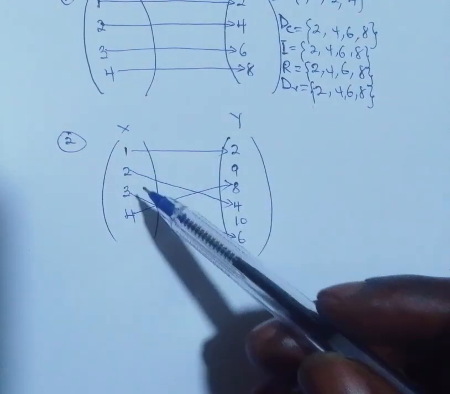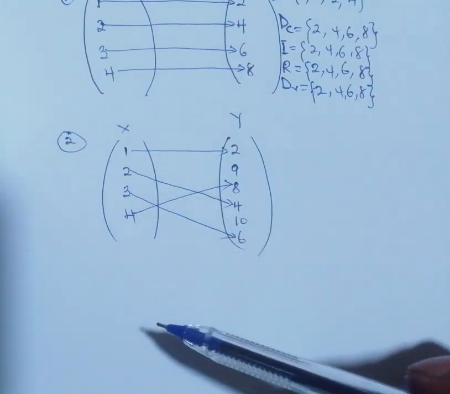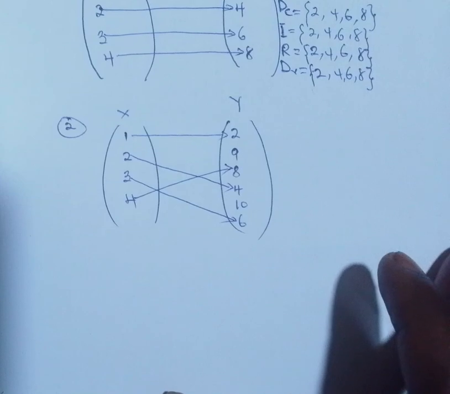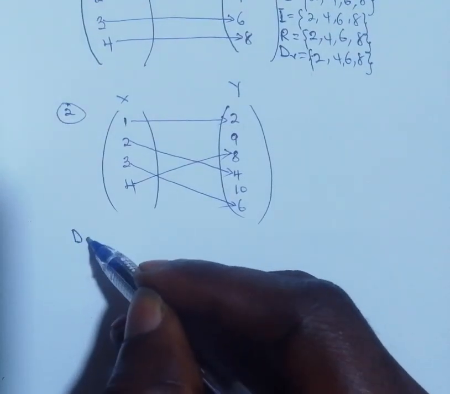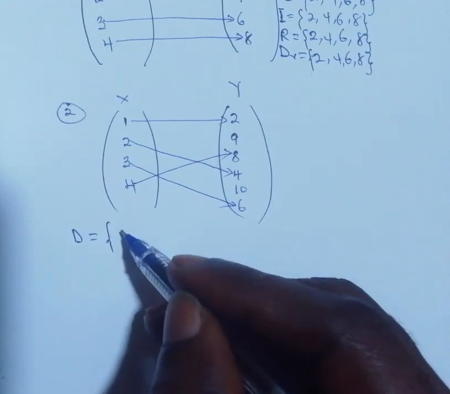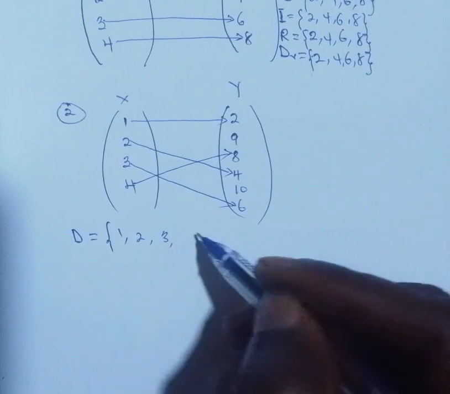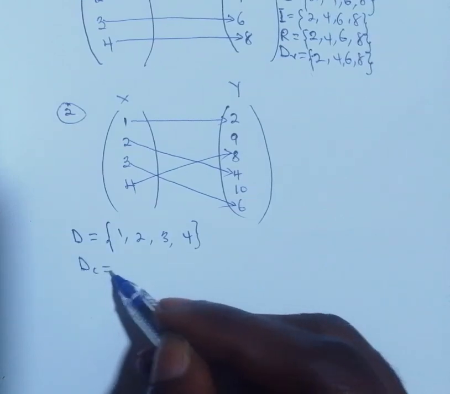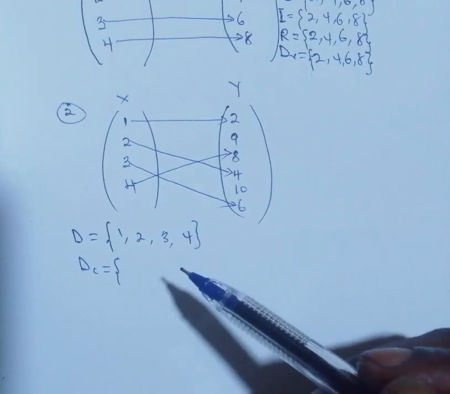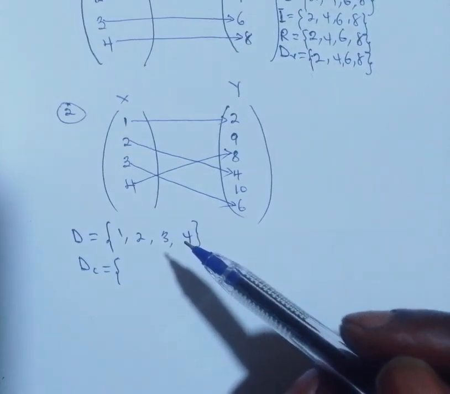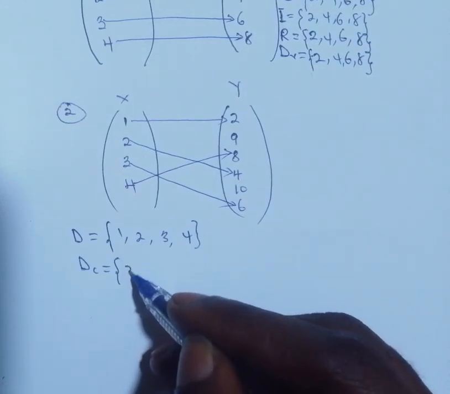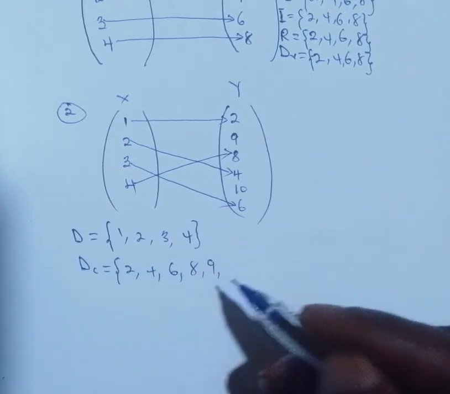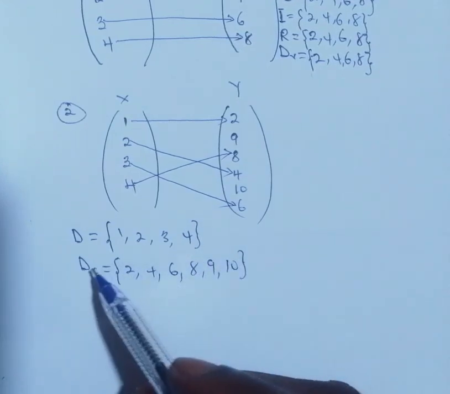For example 2, as for the domain, we know that the first elements of the two sets are always the domain. So let's write the domain for the first one. Domain, still using D, is 1, 2, 3, and what? 4. Good. Now let's look at the codomain. When I say codomain, we are talking about all the possible values of Y, which are 2, 4, 6, 8, 9, and 10. All these are in the codomain.